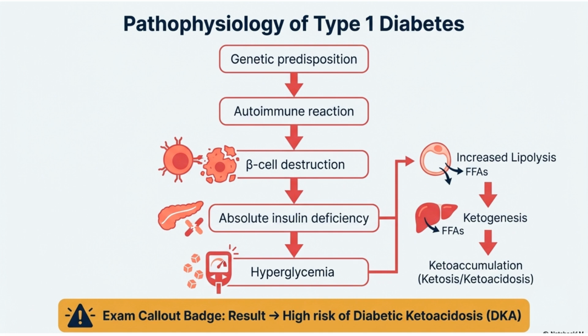The pathophysiology of type 1 diabetes begins with a genetic predisposition and an autoimmune reaction leading to beta cell destruction. This causes absolute insulin deficiency and resulting hyperglycemia. A complication is increased lipolysis, leading to ketogenesis and a high risk of diabetic ketoacidosis.